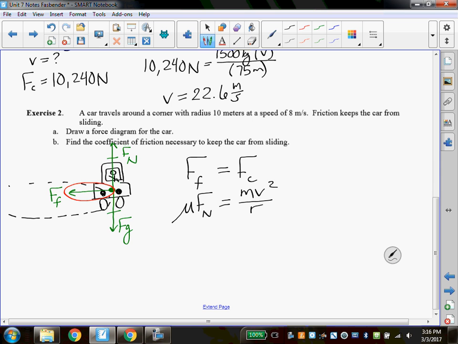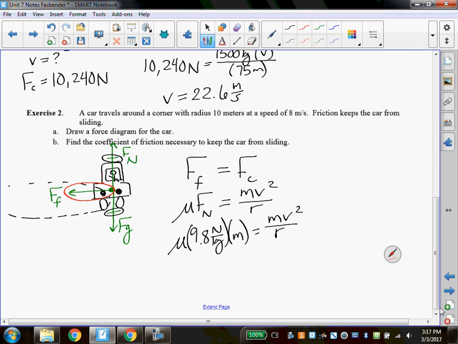Now, I don't directly have a number for F_N, but I recognize that my F_N is the same as my F_g. So we could say that mu times 9.8 newtons per kilogram times our mass is equal to mv squared over r. Now this is good because as long as I know the m, the v, and the r, then I'm good to go. Now if I look at my knowns in the problem, I know I've got an r of 10 meters. I know I've got a v of 8 meters per second. But I don't have an m.